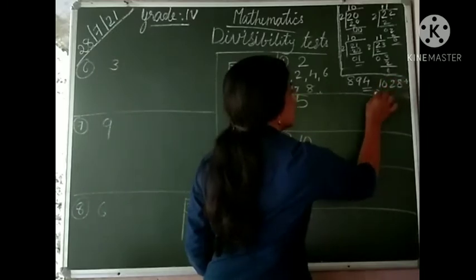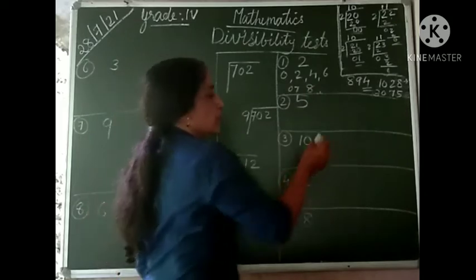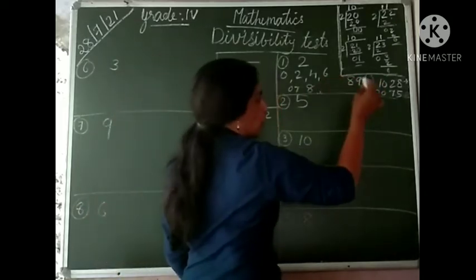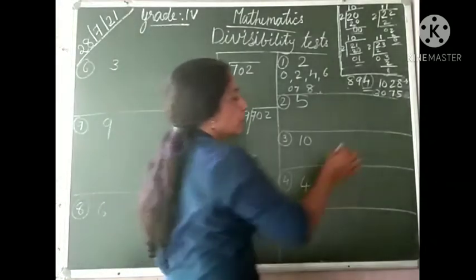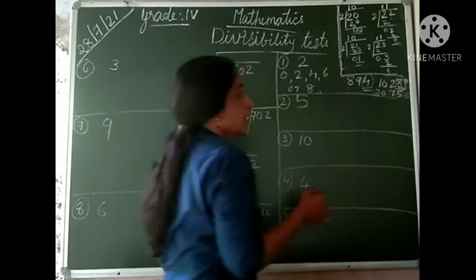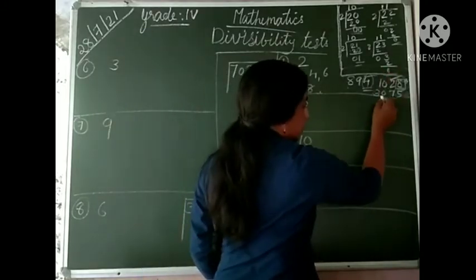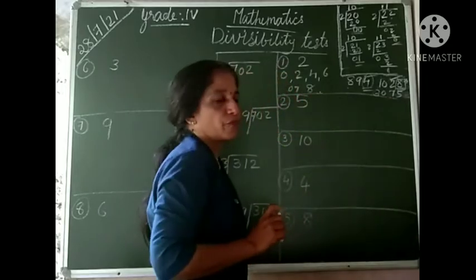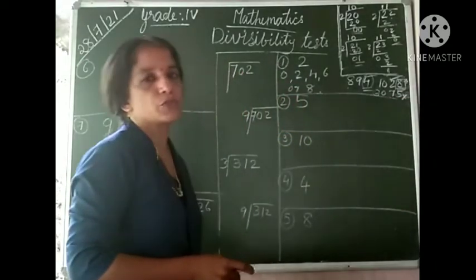1028. Then 3075. Which number is divisible by 2? Yes. Ones place number is 4. Therefore 894 is divisible by 2. 1028. Ones place number is 8. Therefore we can say this number is divisible by 2. 3075. The ones place number is 5. It is not divisible by 2.